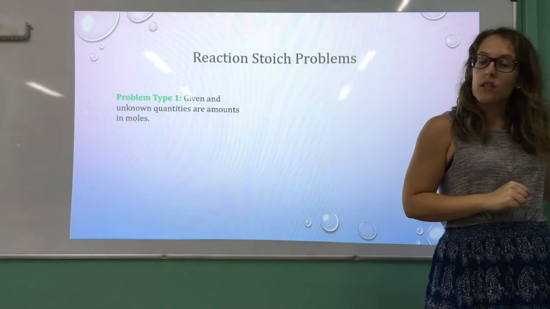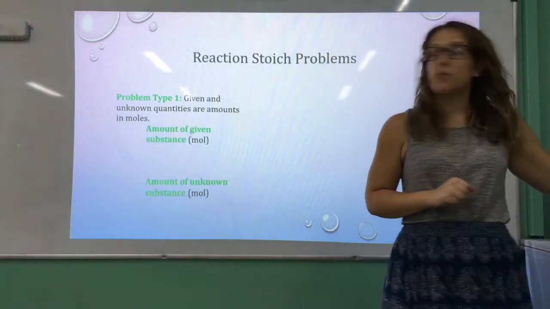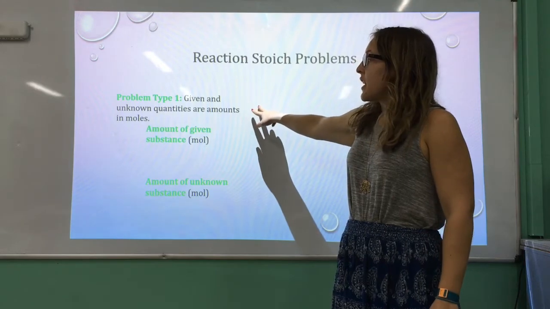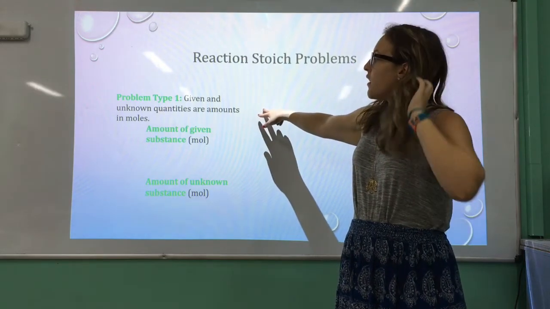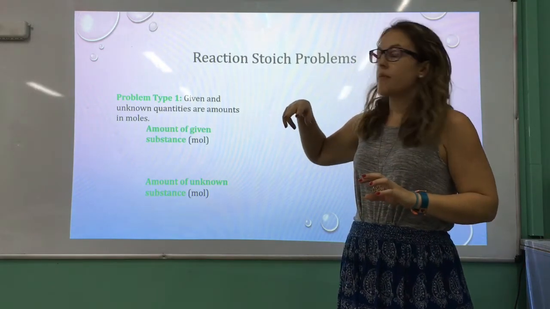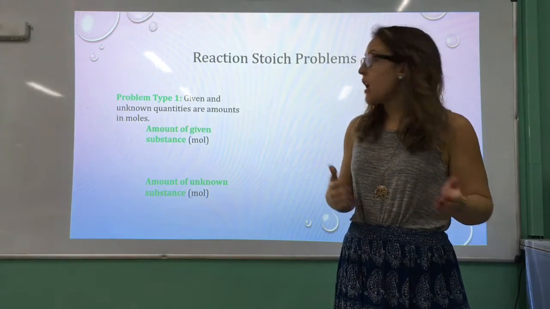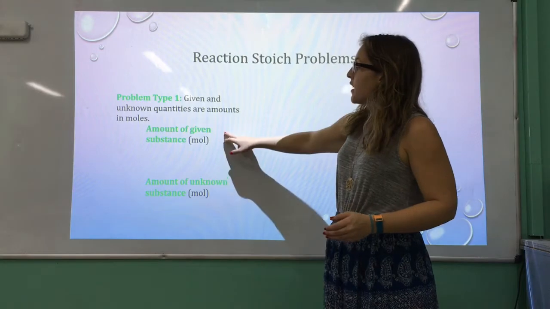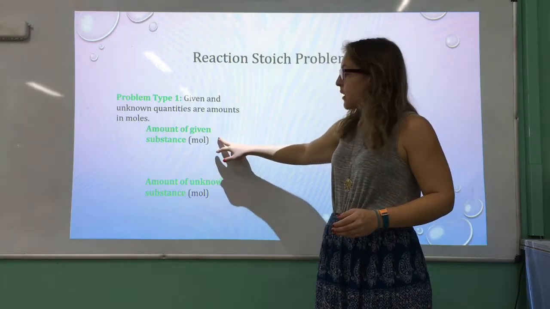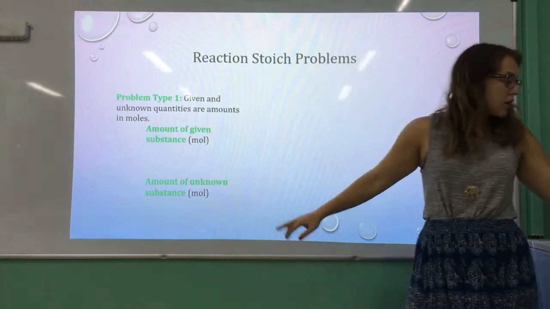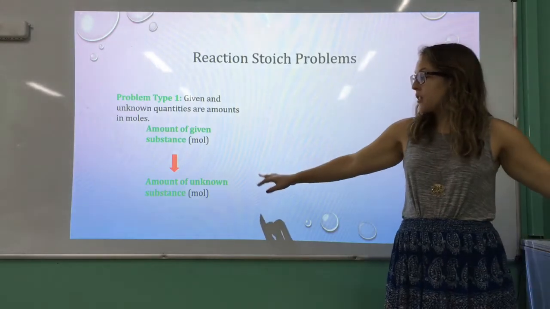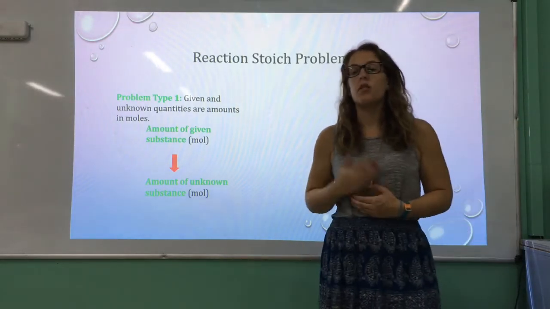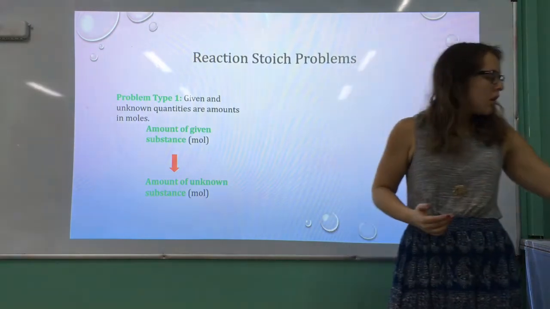So if we look at reaction stoich problems, we can look at ones that just give an amount in moles and an unknown amount in moles. So we are given the amount of moles in a substance, and we are looking for the amount of unknown moles in a substance. And here we would use the mole to mole ratio.